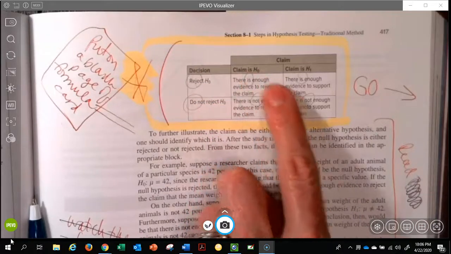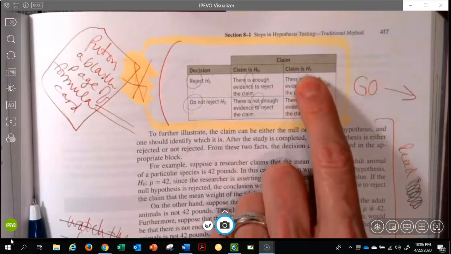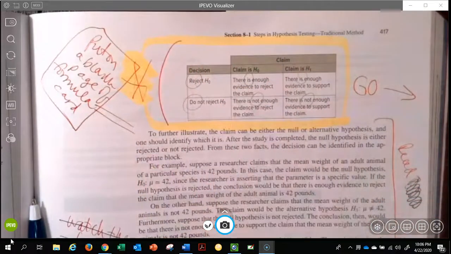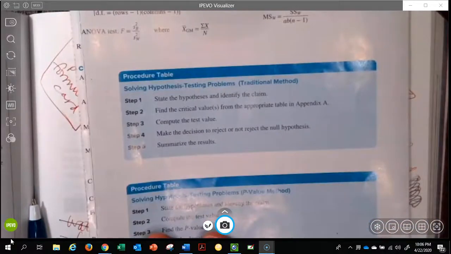Oh, wait, which one was the claim? Oh, when you say this, if it's the claim, or do I say that? Oh, I don't know. I would write this entire table somewhere on your formula card.